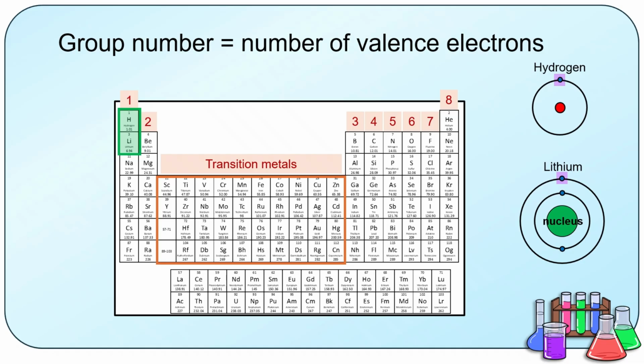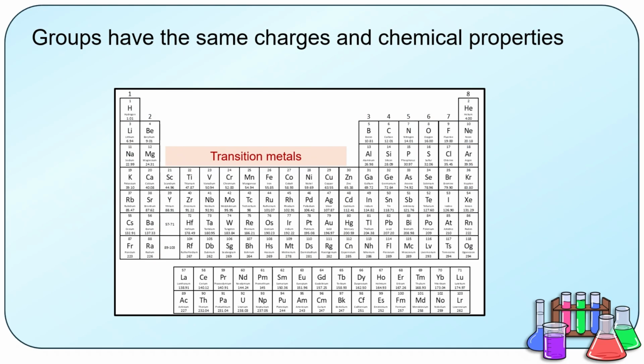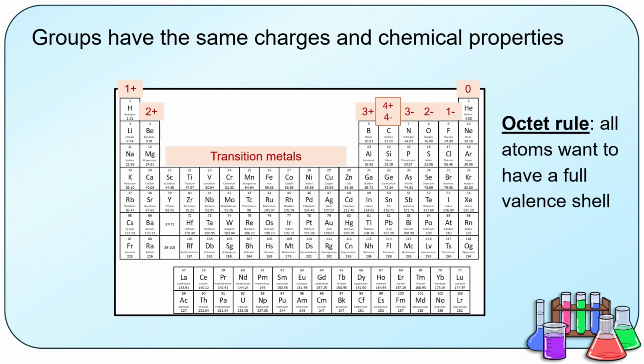Because valence electrons are what decide the charges and chemical properties of elements, all elements in the same group have the same charges and properties. These are the charges for every group. The reason these charges are what they are is because of the Octet Rule, which states that all atoms want to have a full valence shell.